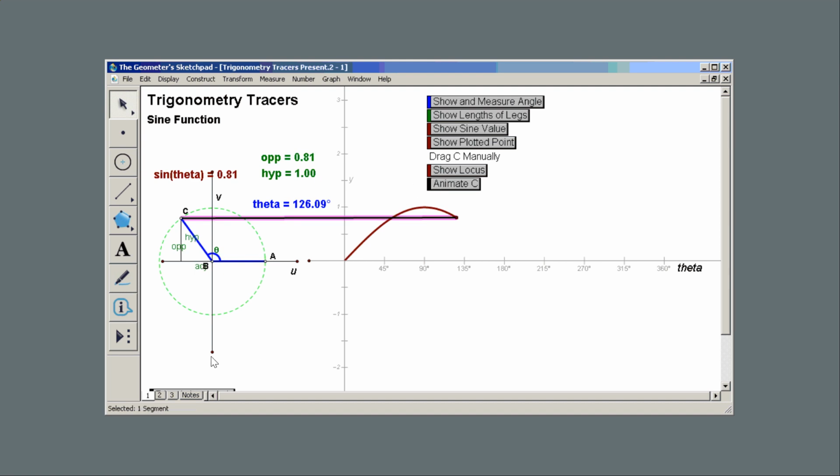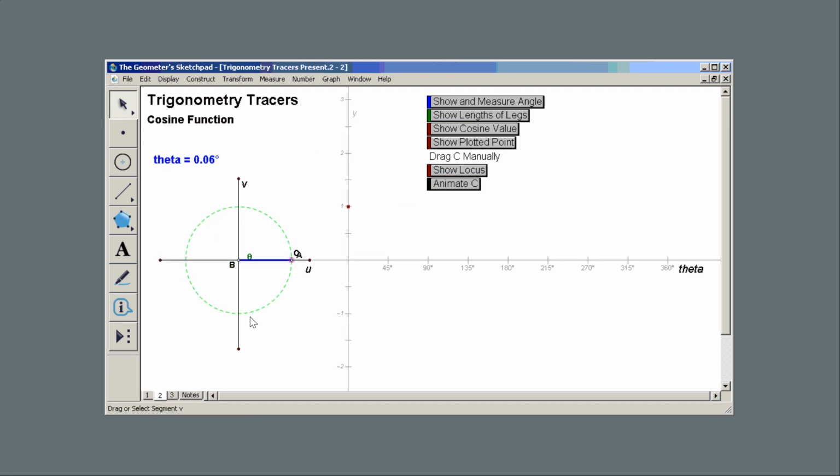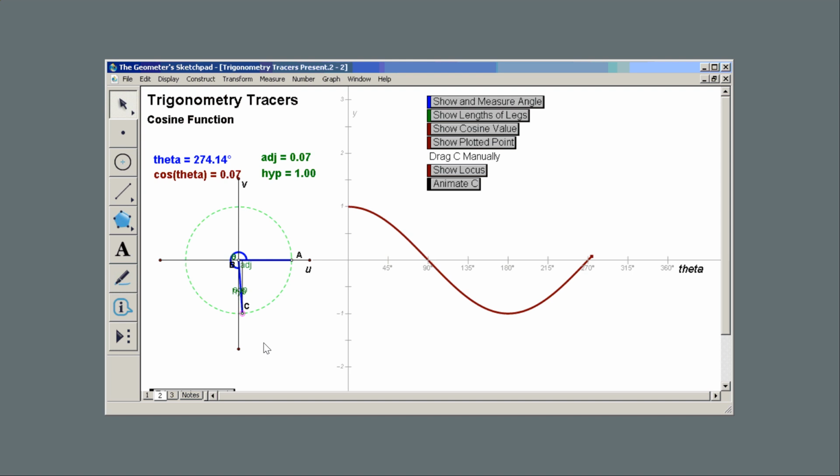If I go and look and see how cosine is different, I have an angle here, and if I look at how long the legs are and the cosine value, we can see that cosine starts out equal to 1, and then it goes down to 0, and then at 90 degrees it goes negative. And then it's at -1, and then it goes back to 0, and then it goes positive again for the last quadrant.